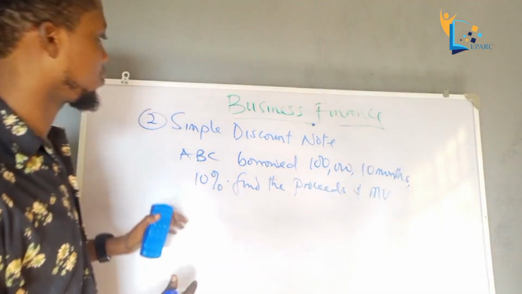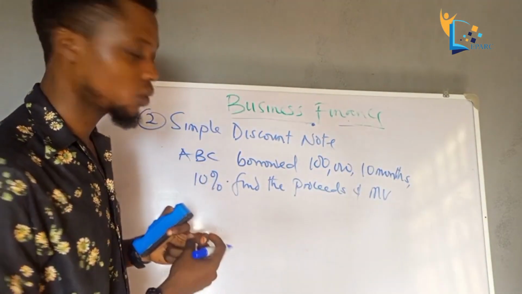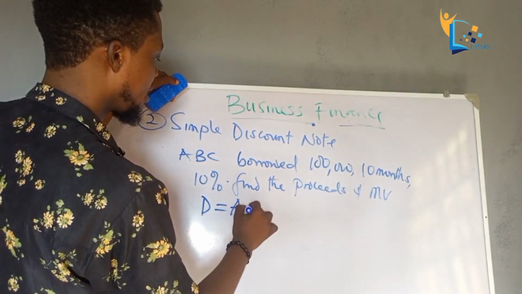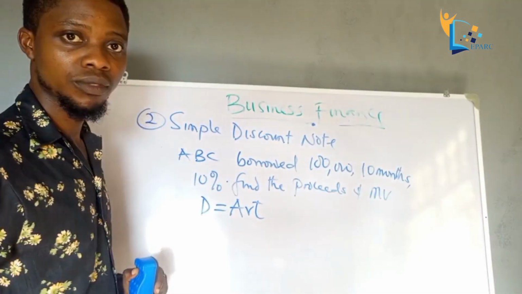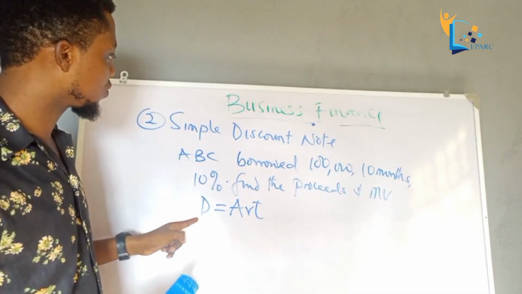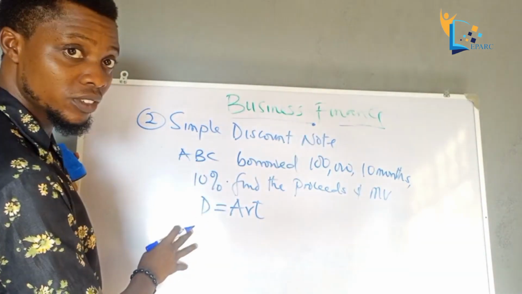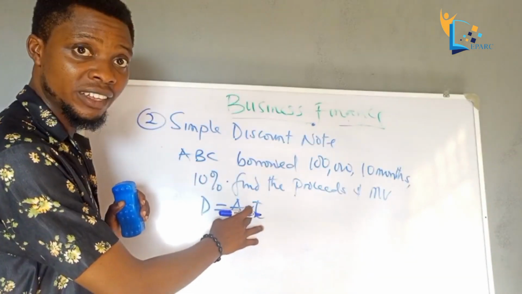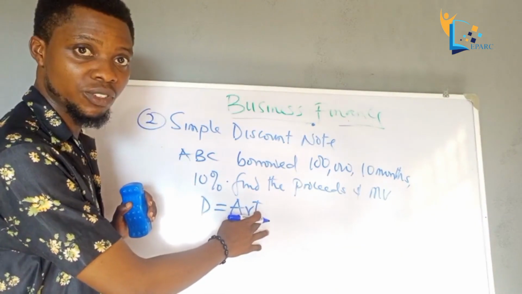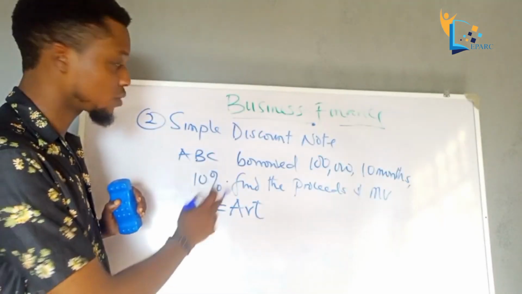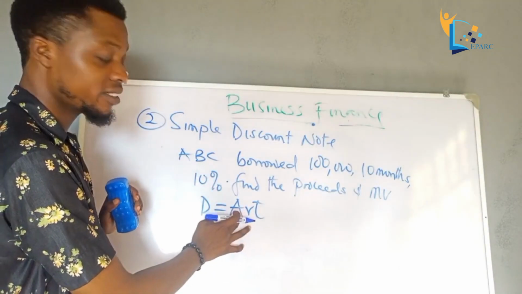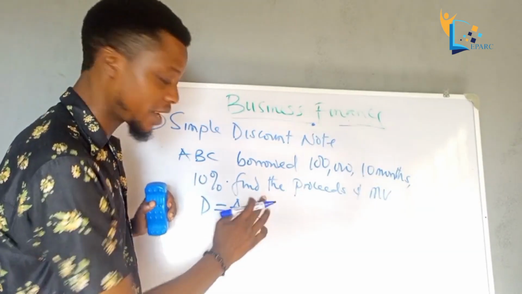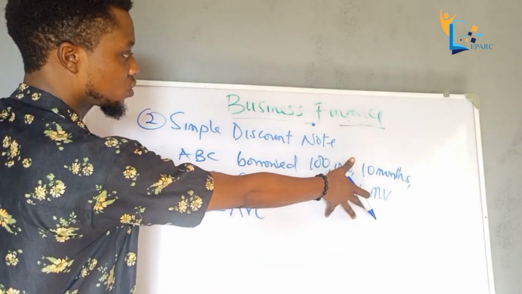Okay, now the formula for simple discount note is D equal to ART. Okay, D stands for simple discount note, A stands for amount, R stands for rate, T stands for time. Okay, so let's use our formula.